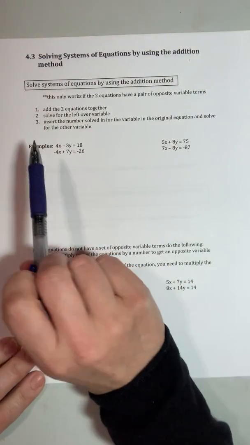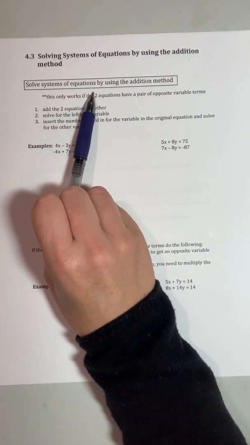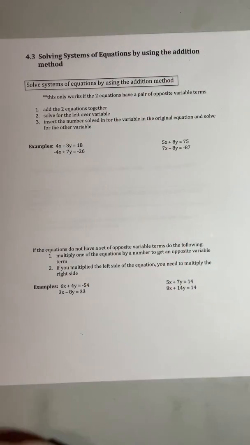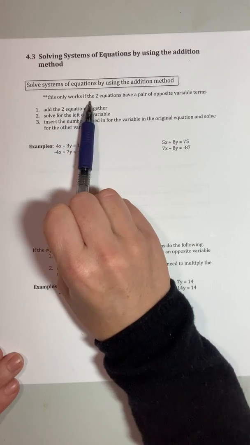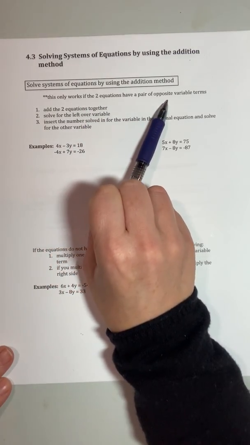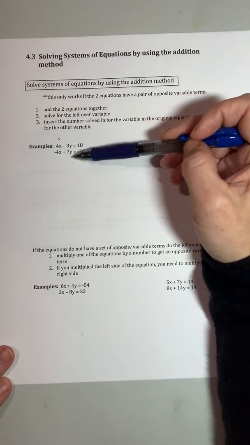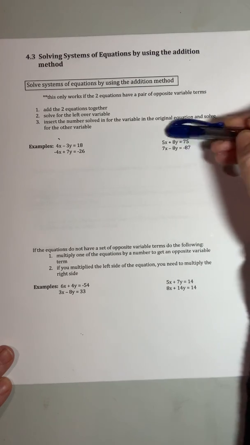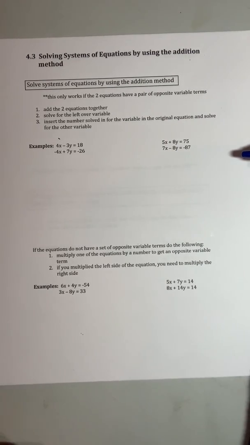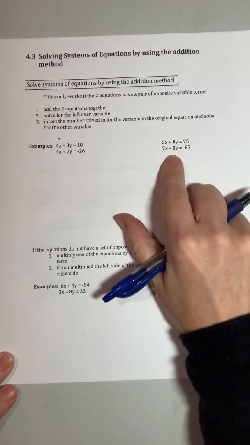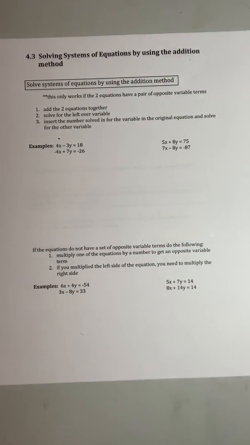So let's start. We are going to solve systems of equations using the addition method. So what we're doing is we're still solving for x and y in a different way using the addition method. This only works if the two equations have a pair of opposite variable terms. Either the x's or the y's have to be opposite numbers of each other. Okay, so like 4 and -4, 8 and -8. If you have opposites, it'll work. So you just have to make sure that you have opposites.